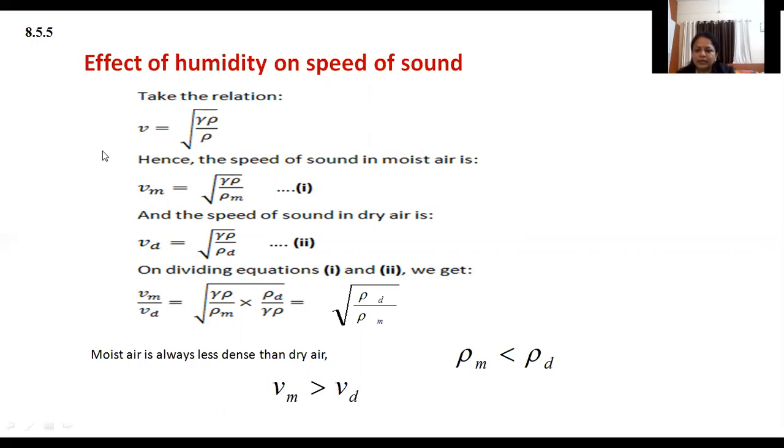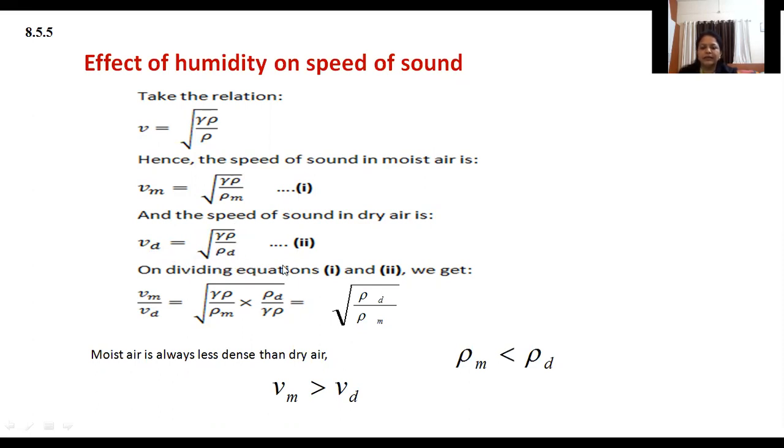Now see here, V is equal to again square root of gamma P upon rho. And if we consider two different velocities for moist air and dry air, suppose Vm is the velocity of sound in humid or moist air, and it is equal to square root of gamma P upon rho m, where rho m is the density of moist air, and this is equation 1. Now consider Vd, that is the velocity of sound in dry air, and that is equal to square root of gamma P upon rho d, where rho d is the density of dry air.